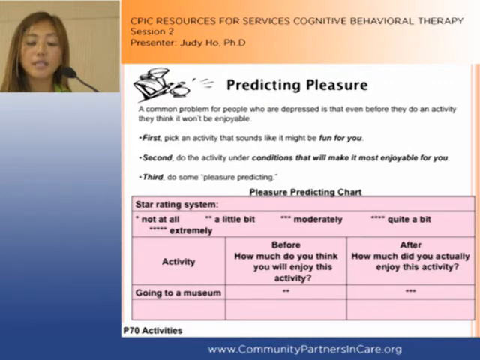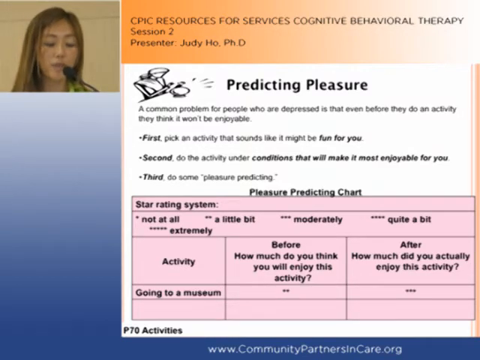Another important skill that we teach the clients is called predicting pleasure. A common problem for people who are depressed is that even before they do an activity, they won't think it's enjoyable. So this is kind of back to that negative fortune telling we talked about in the thoughts module. So what you really want to do is have them pick an activity and have them rate how much they think they will enjoy the activity before they do it, and then after they do the activity, have them rate their mood again.